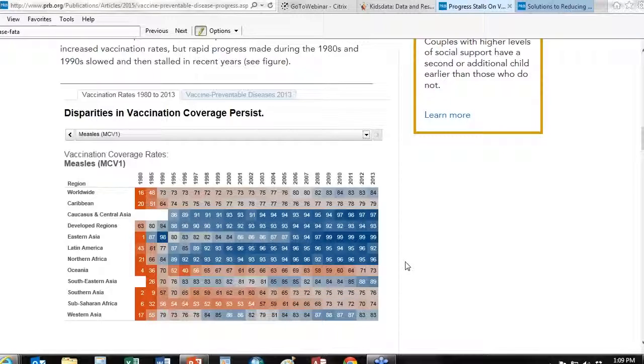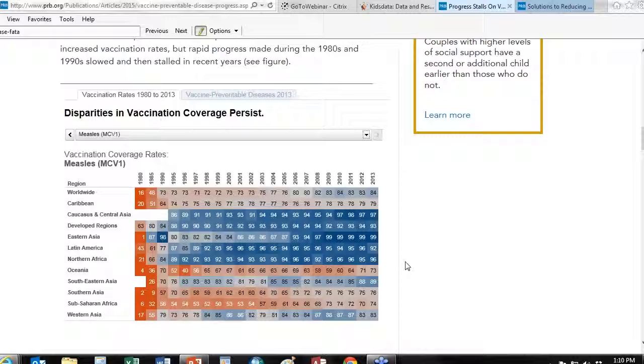So the highest coverage rates, shown in the darkest blue, both for 1-dose measles containing vaccine and 3 doses of DTP, are 90% or higher in the Caucasus and Central Asia, countries like Kazakhstan and Uzbekistan, in Eastern Asia, countries like China and Mongolia, and in Northern Africa, countries like Egypt and Morocco. The lowest levels, where coverage is below 75%, occur in sub-Saharan Africa, countries like Nigeria and Somalia, and in Oceania, countries like the Marshall Islands and Papua New Guinea.